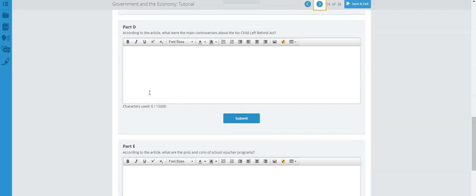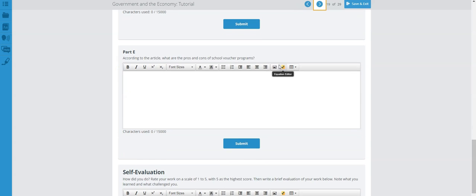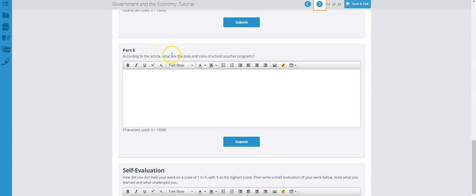Part D. According to the article, what were the main controversies about the No Child Left Behind? Please make sure that you're familiar with this legislation, No Child Left Behind, passed during George Bush presidency, and explain what's going on. Please provide a good paragraph also here. Part E. According to the article, what are the pros and cons of school voucher programs? Again, go back to the article and go back to what you have read on the previous pages of this tutorial to get this answer. We're looking for a good solid paragraph here also.